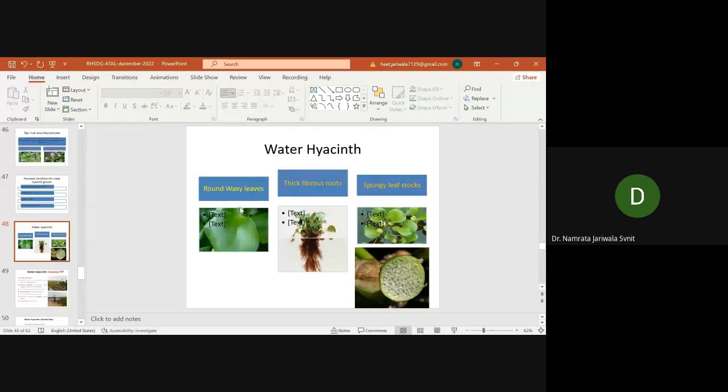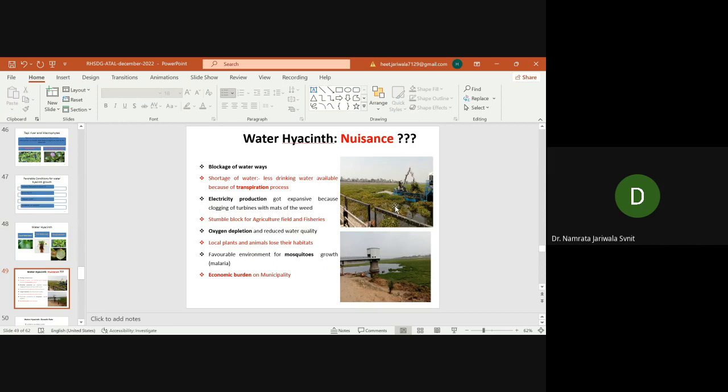These water hyacinths generally have three important characteristics: they have waxy leaves, hairy roots and spongy leaves. One side, it is good also. But we can consider them a nuisance because ultimately they cause blockage of the water. The burden on the water treatment plant will increase from the intake structure; the roots of the plants will clog the pumps and pipes, and because of that there will be a shortage of water. There will also be depletion of the oxygen level, because these water plants also require dissolved oxygen for their growth.